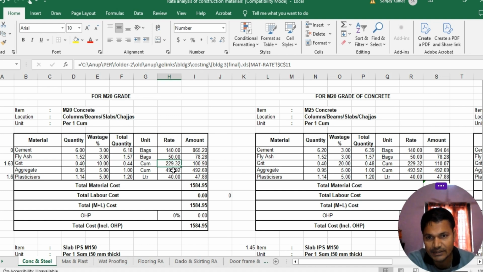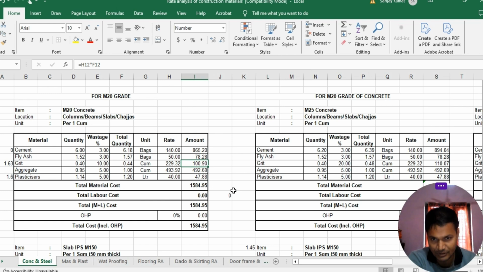The rate is how much? The rate is 229.32. So this amount, after calculation, but here the wastage is 10%, so it decreases here. Although the rate is 229.32, we have to reduce this after multiplication. How much will it come? It comes to 100.90. So multiply these two.